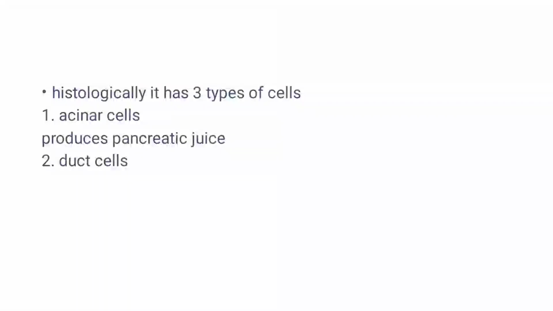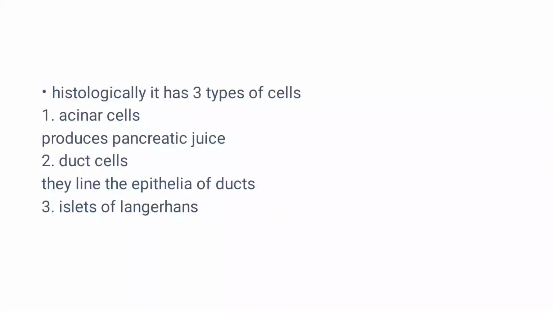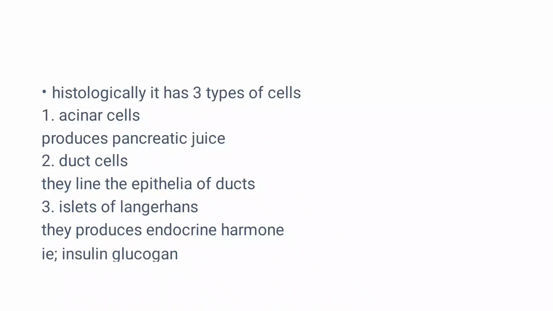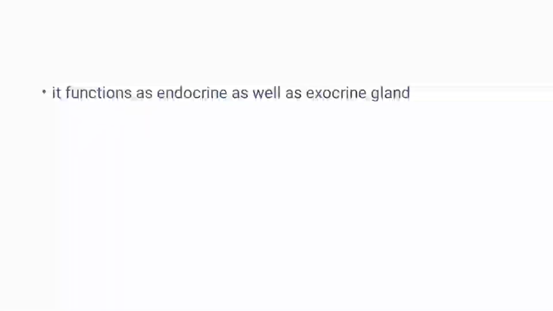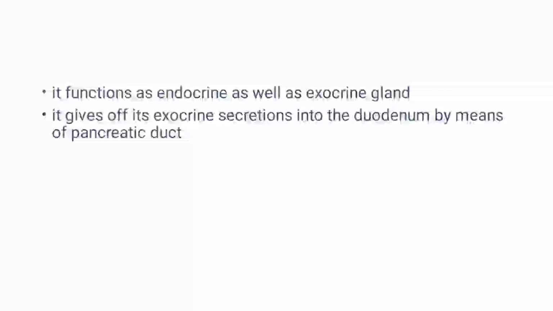Now, histologically, it has three types of cells. We have acinar cells that produce the pancreatic juice, the duct cells that line the epithelia of the pancreatic ducts, and then we have the islets of Langerhans. They produce endocrine hormones like insulin and glucagon. It functions as an endocrine as well as an exocrine gland. It gives off its exocrine secretions into the duodenum by means of the pancreatic duct.